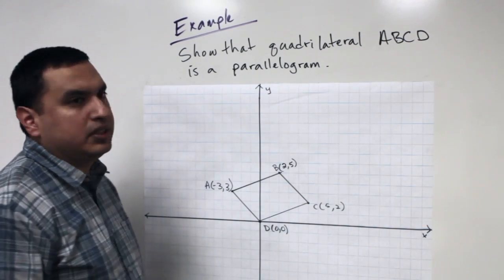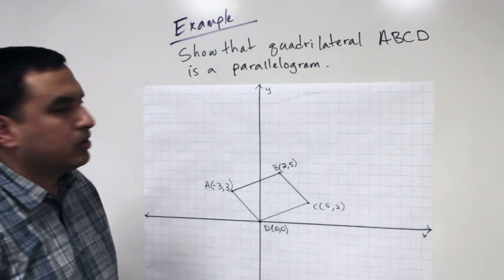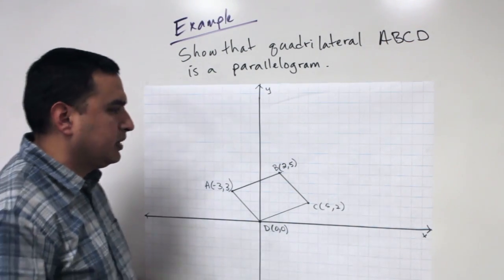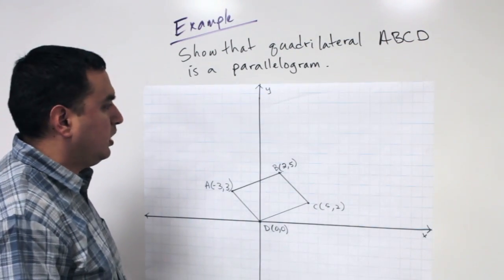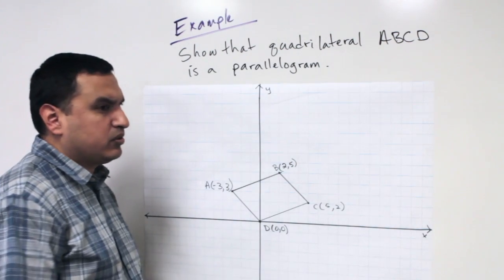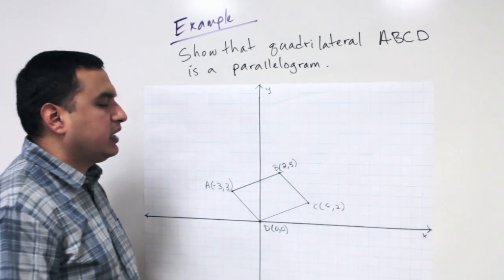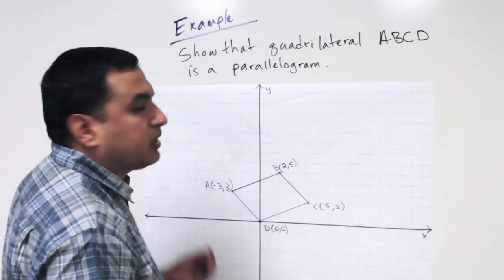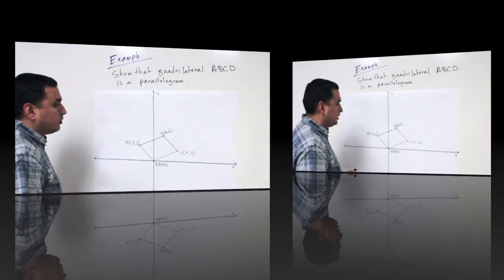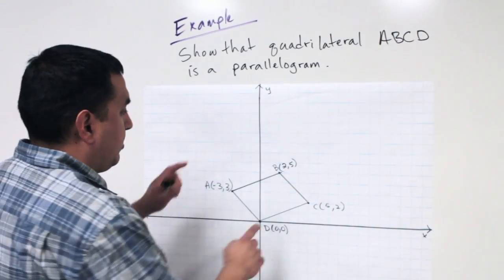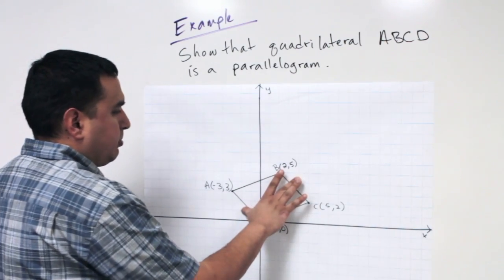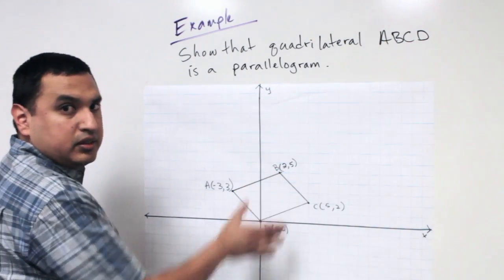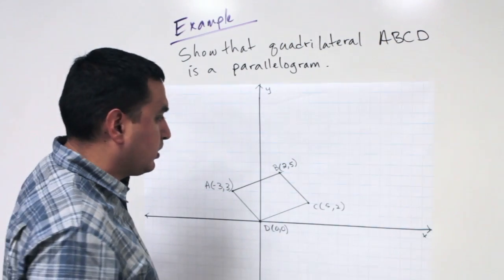Okay, on this example, it wants us to show that the quadrilateral ABCD is a parallelogram. This time, the quadrilateral is on the coordinate plane. We're still going to do the same things as far as the different ways to prove that a quadrilateral is a parallelogram. We're just putting it on a coordinate graph, which means I can do two ways. I can show that the opposite sides are parallel. For both, I can show these two sides are parallel and these two sides are parallel. That would be one way to show it.